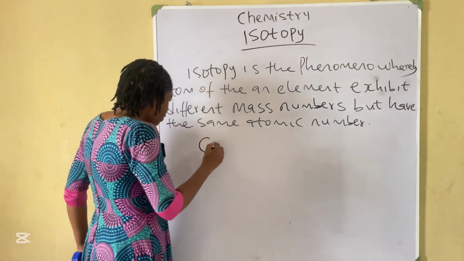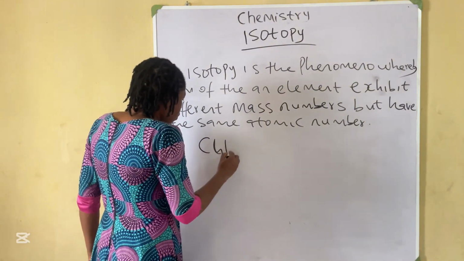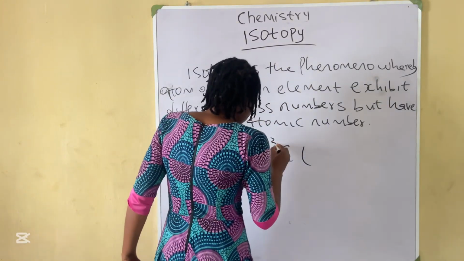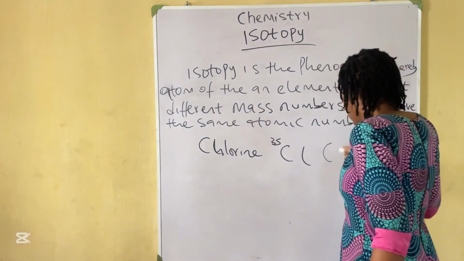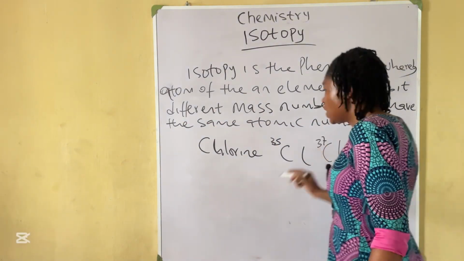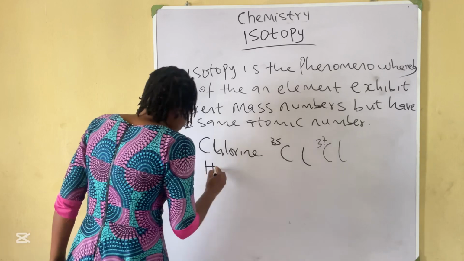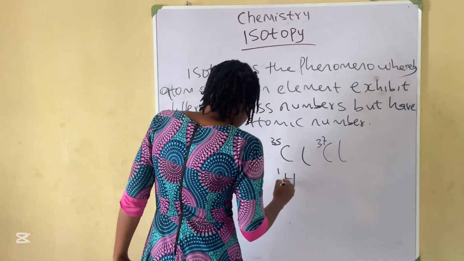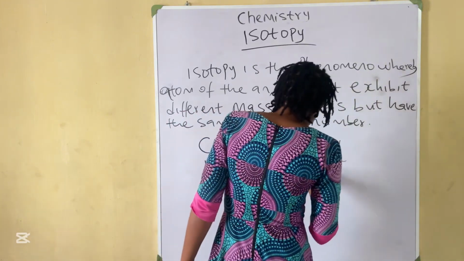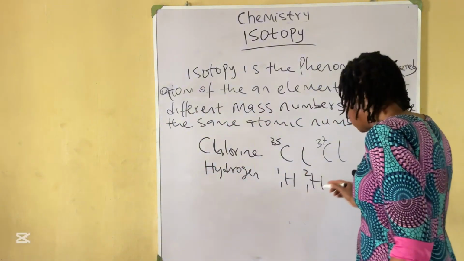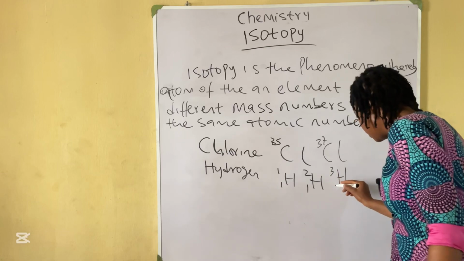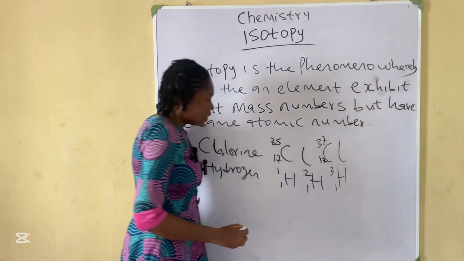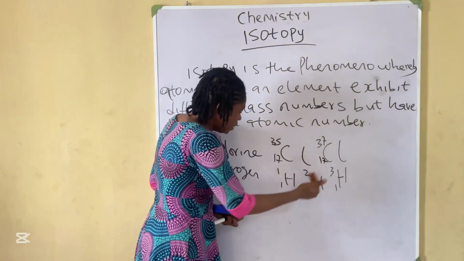Look at chlorine, for instance. Chlorine has two isotopes. You have chlorine with mass number 35, and chlorine with mass number 37. Hydrogen has three isotopes: mass number 1, mass number 2, and mass number 3. But you can see the atomic number is the same. Chlorine is 17.